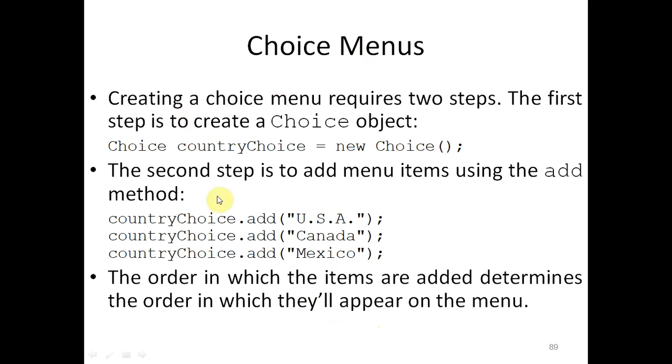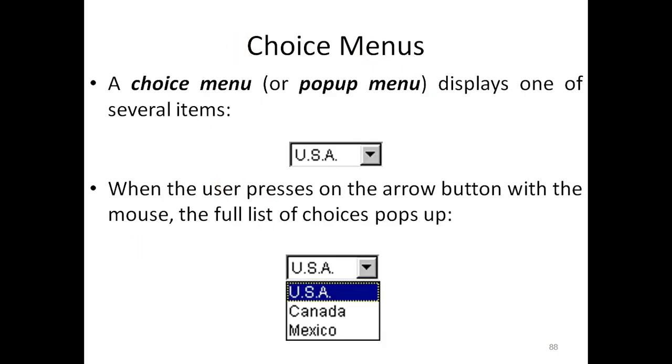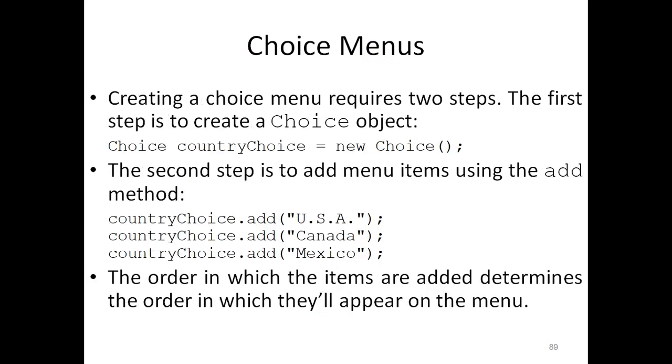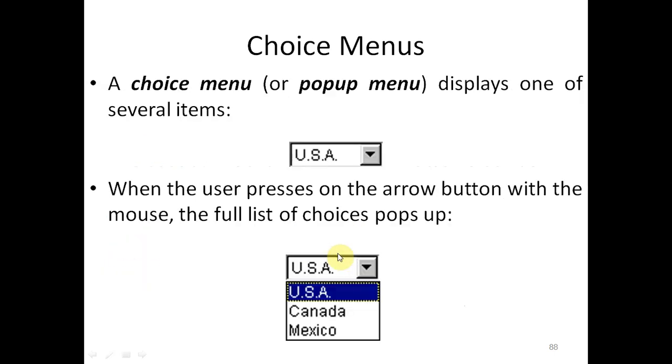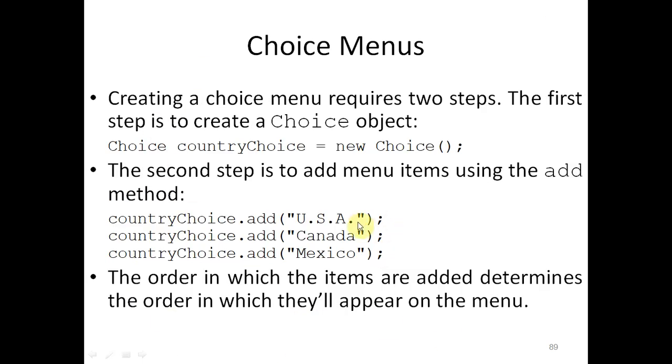So how will we add the component on the combo box? For this combo box we will write Choice. We require the Choice class: Choice countryChoice equals new Choice. Then countryChoice.add USA, countryChoice.add Canada, countryChoice.add Mexico. So USA, Canada and Mexico are the three values of this combo box. So we'll have these values.